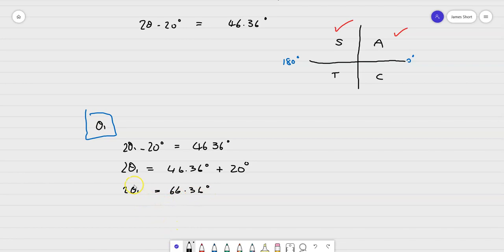Now we can take this 2 and divide it on the other side, which leaves us with theta 1 is equal to 66.36 degrees over 2, which gives us 33.18 degrees.